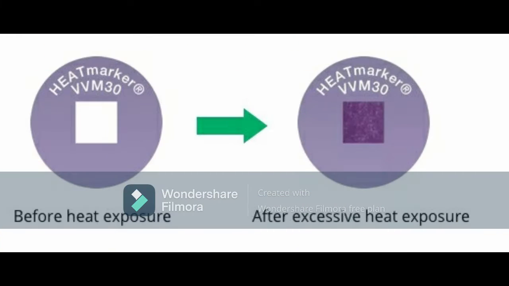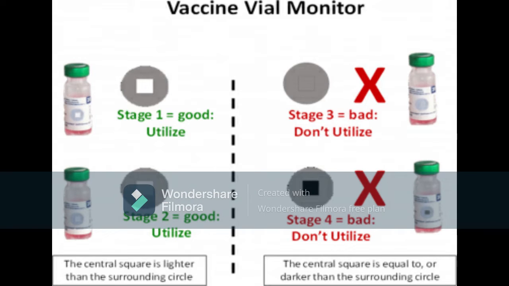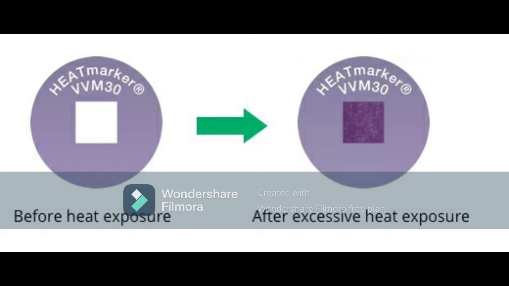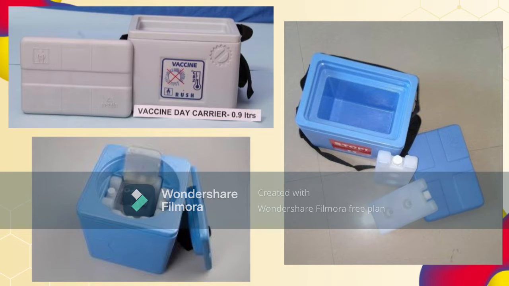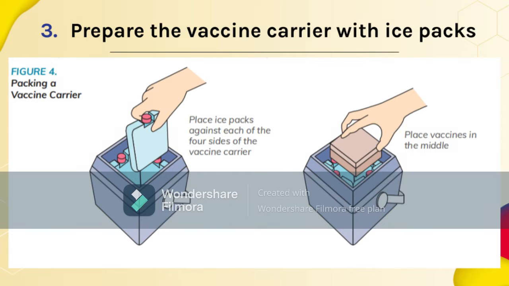Checking the status of the vaccine vial monitor is easy but it can be tricky. Check the vaccine vial monitor under natural lighting to properly view the degree of change in color of the vial monitor. Next, prepare the vaccine carrier with ice packs.